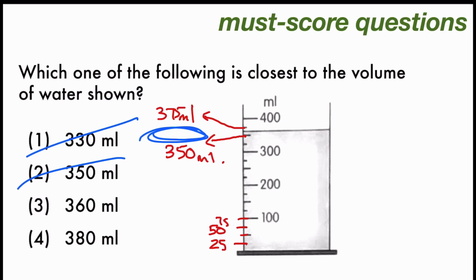Then that leaves us with the last two options. 380 is definitely out, because the highest level, which is 375, is not the maximum of 380. It's not close, so it's out. And 360, it fits right in the middle. And that's the answer, number 3.